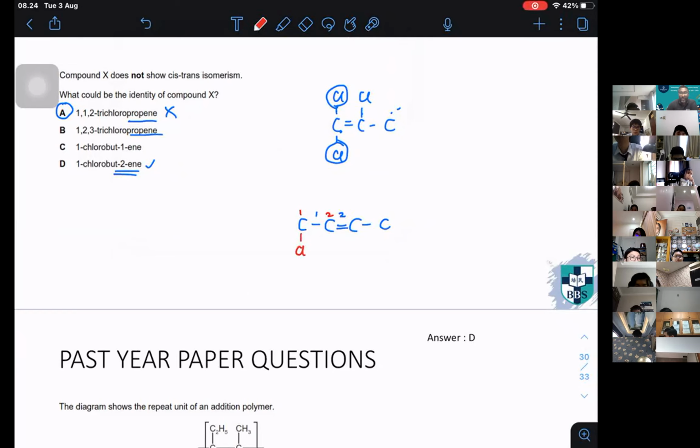So I want to know whether this one shows cis and trans or not. You just look at the carbon beside the double bond. So there is hydrogen, this is CH3. There is hydrogen, there's going to be hydrogen, hydrogen. So you can see one different group, one different group, and this is a different group. So it can. That is how you identify. You will find out that this one also can, this one also can. So the only one that cannot is going to be A.